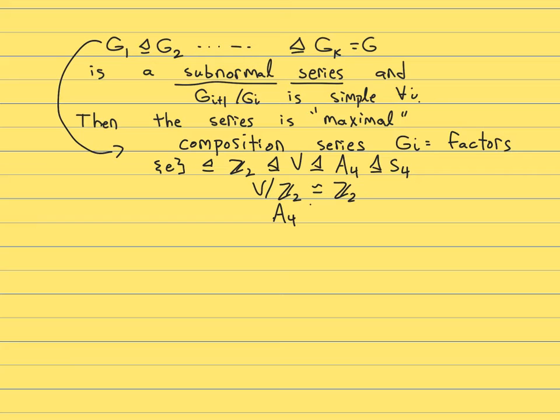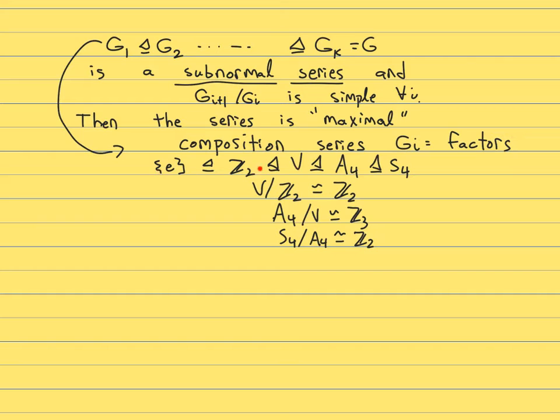A4 mod V is isomorphic to Z3. S4 mod A4 is isomorphic to Z2. Each of these is a prime cyclic group, and prime cyclic groups have no non-trivial subgroups. Therefore, they must be simple. And we already proved in the previous video that alternating groups for n bigger than 5 are also simple. And so this is a composition series.